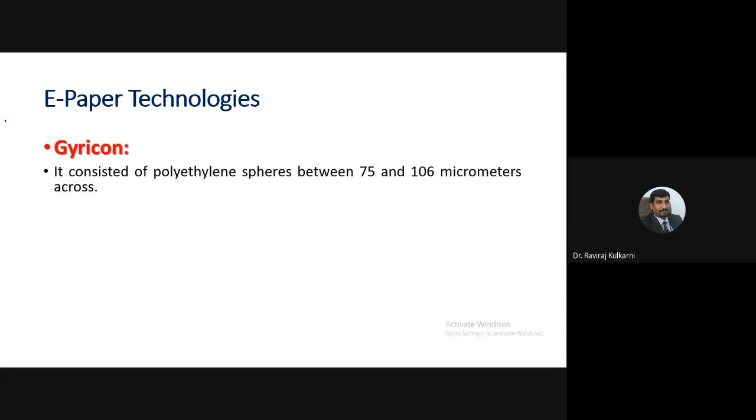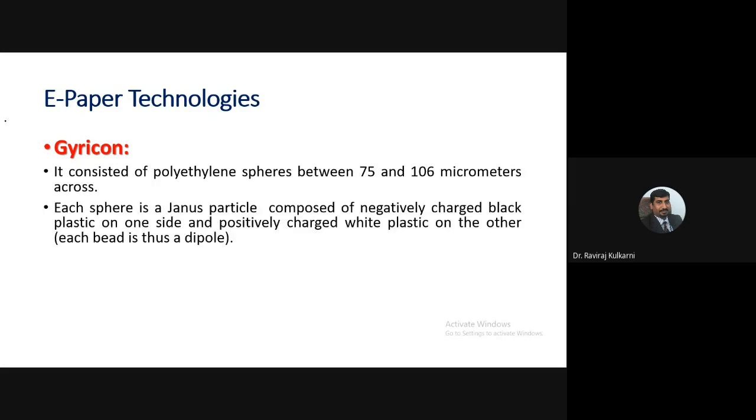One electronic paper technology is called Gyricon. What is this technology? It's long back, not new; they developed this technology long ago. It consists of polyethylene spheres. Polyethylene you can develop easily; it is your polythene bags. Just make them spheres. They are thermoplastics, so they can melt. You just have to create 75 to 100 micrometer sizes. Each sphere is a Janus particle.